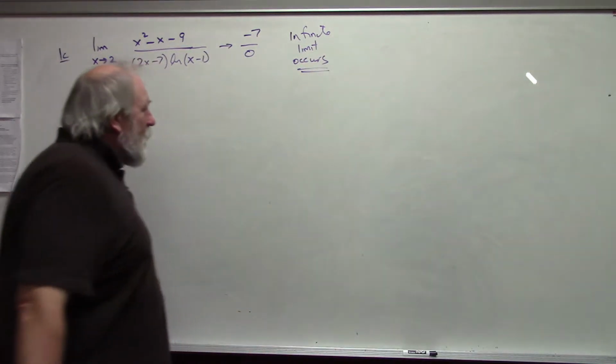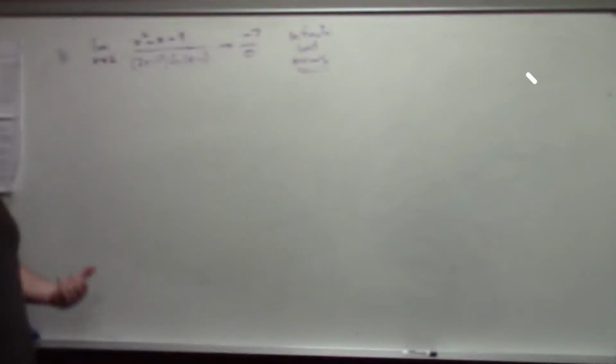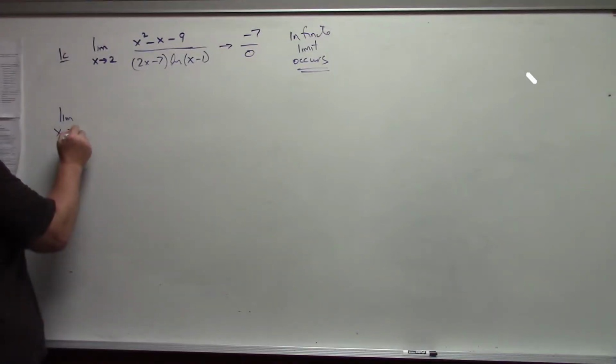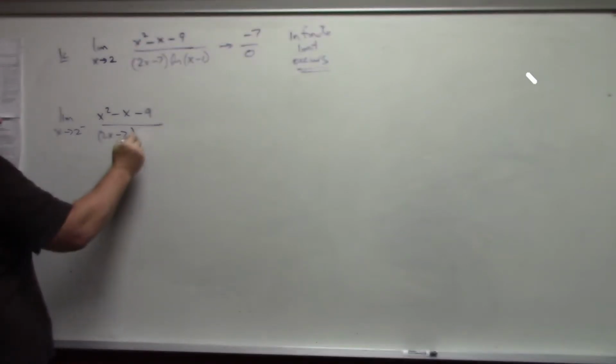The question now becomes, which infinity? So, in order to determine that, we need to consider each side. This is also another example of one-sided limits. So, the limit as x approaches 2 from the left. Let me write.